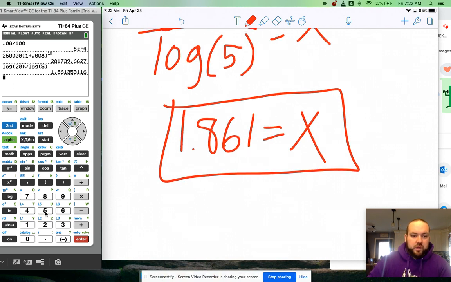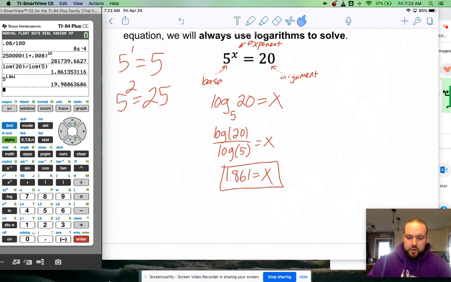Just so I can check my work, 5 to the power of 1.861 is 19.98. That's why it's important to have at least 3 decimal points, because even with 3 decimal points, I'm not really even that close to 20. We could go further, but we'll stick with 3 for now. So for an exponential equation, if you see x in the exponent and you need to solve for x, we're going to use logarithms to solve.